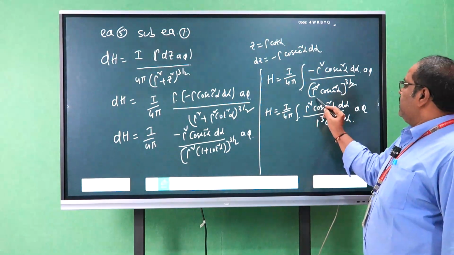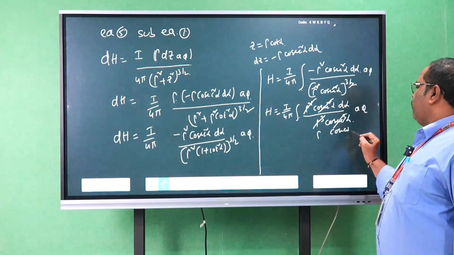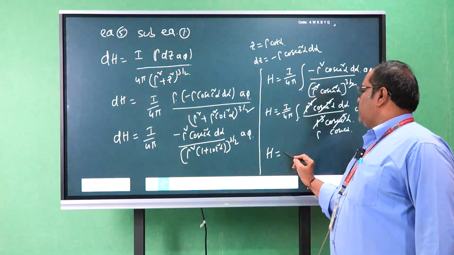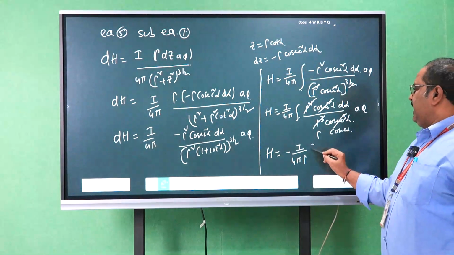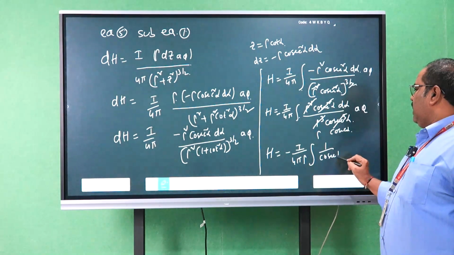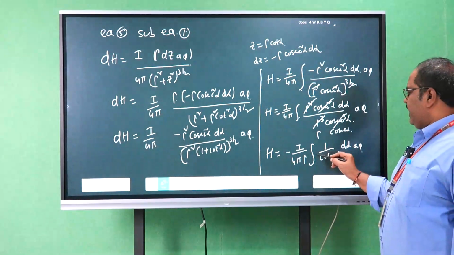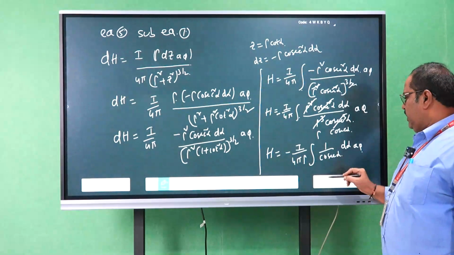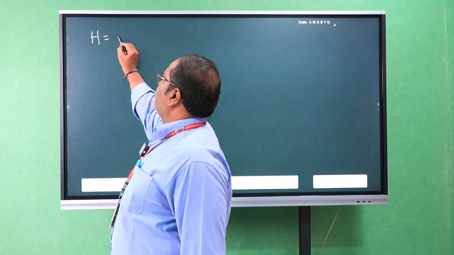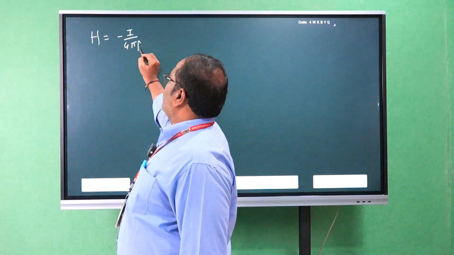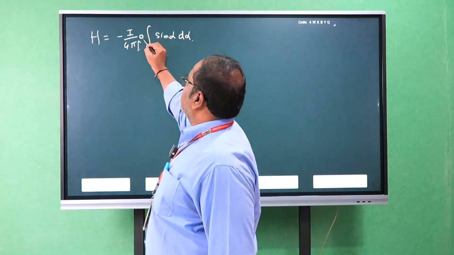You have to cancel rho square, rho cube, a rho, cosecant square, a cosecant alpha. Therefore, H is equal to minus I by 4 pi rho integral 1 by cosecant alpha d alpha a5. Next, you have to integrate: 1 by cosecant alpha is equal to sin alpha. Therefore, H, the magnetic field intensity at point P, is equal to minus I by 4 pi rho, the integral of sin alpha d alpha, represented as a5.